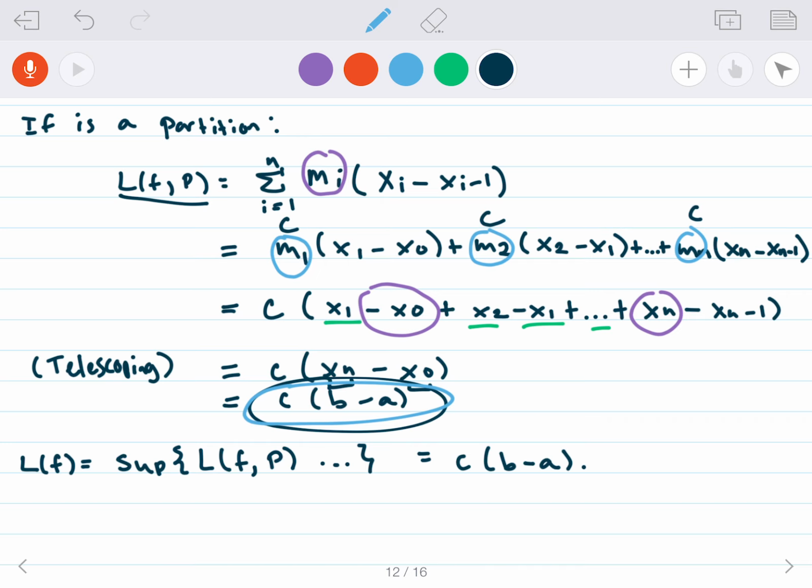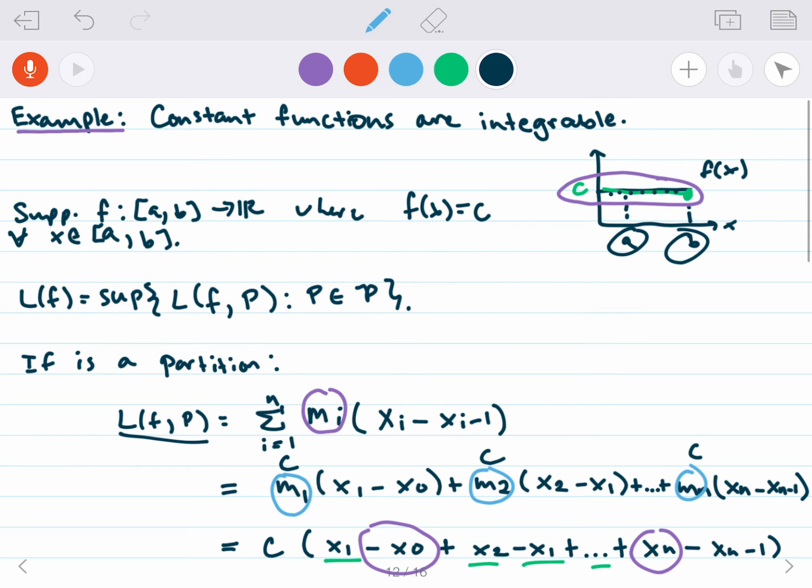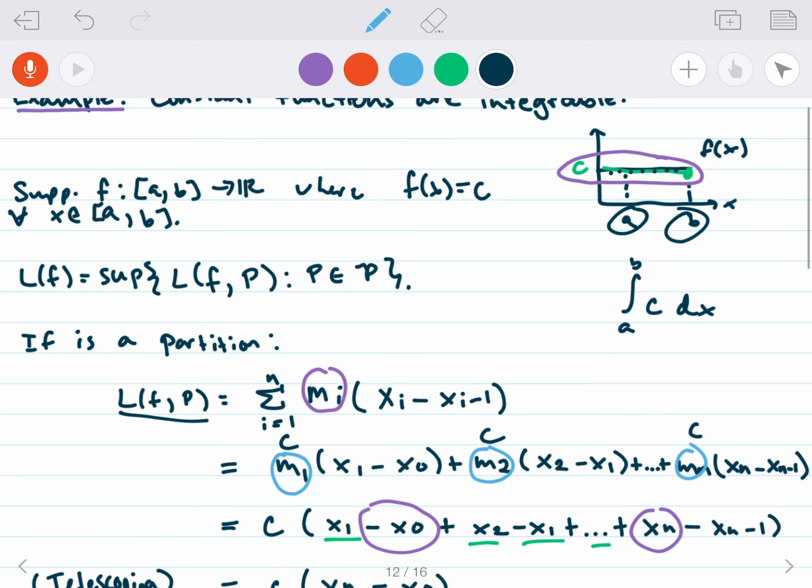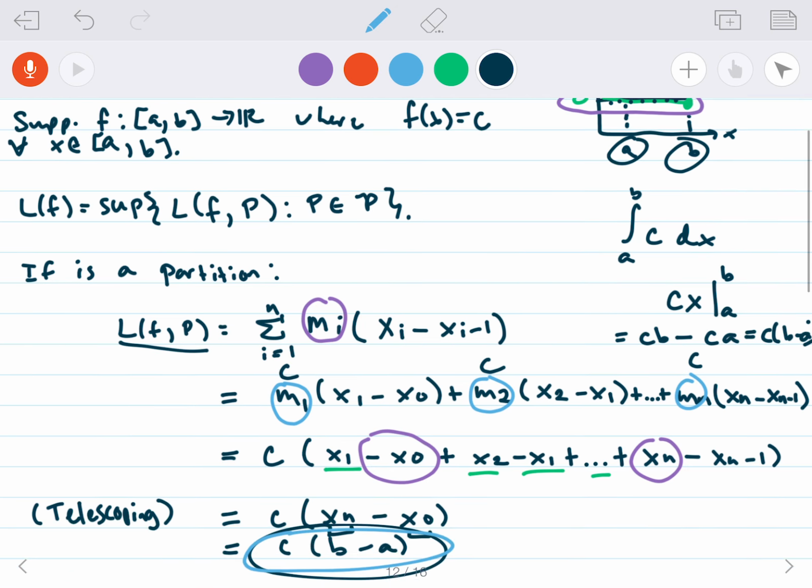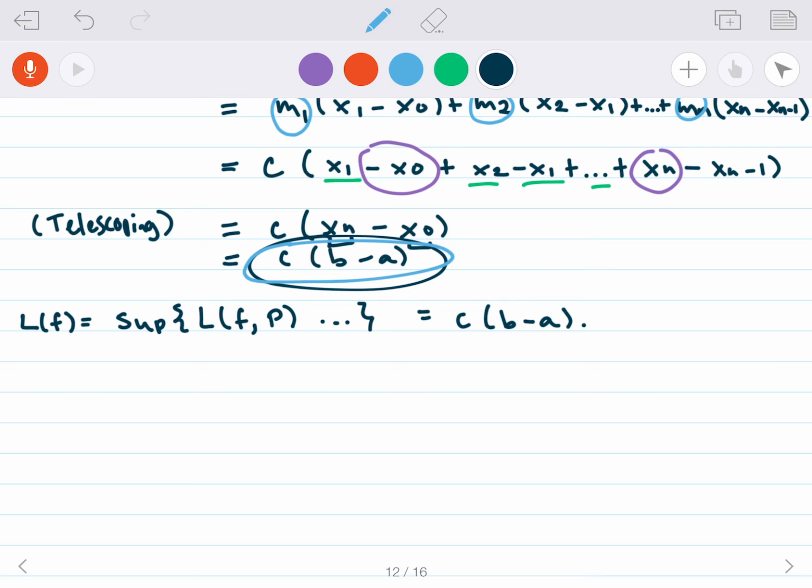And we know that this is true just from Calc 1, right? Because if I'm integrating from a to b of c with respect to x, well, we know what this is. The antiderivative, we're looking at c times x from a to b. And of course, this is just c times b minus c times a, which is c times b minus a. And that's exactly what we have here for the lower integral.